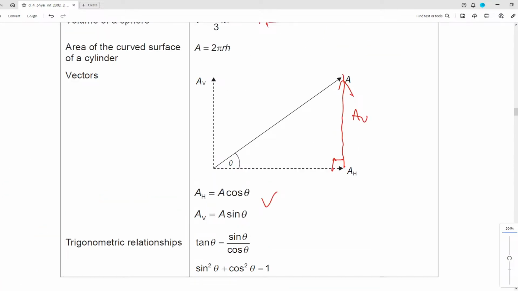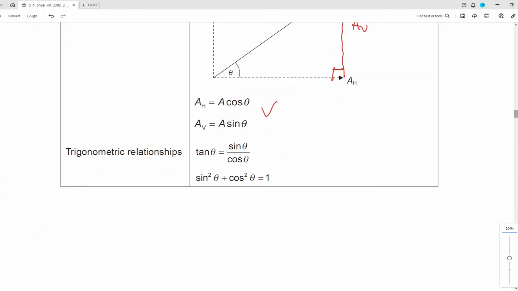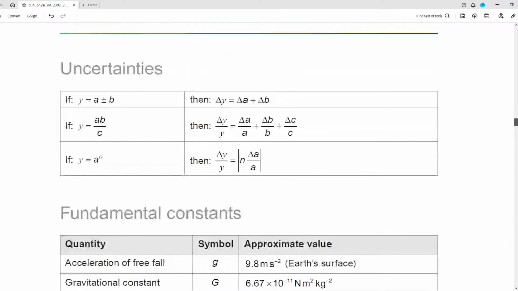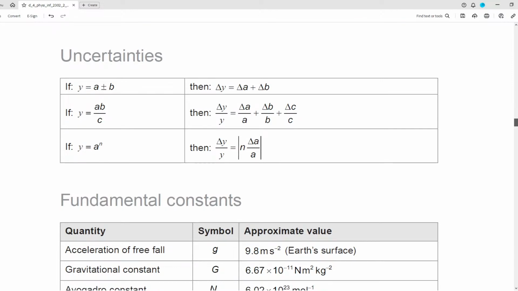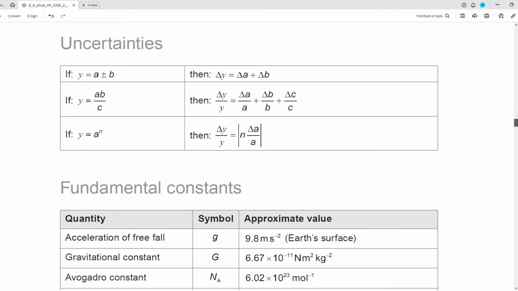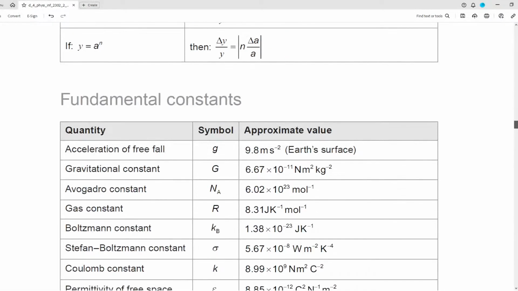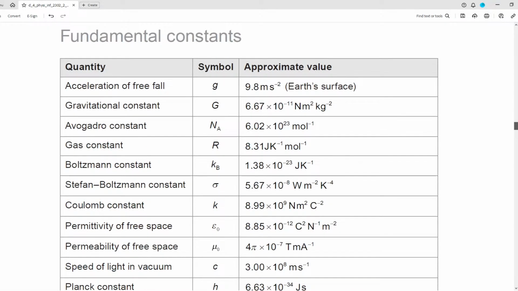Alright. So that's the math formulas, and then you have uncertainty, which in the previous video I went over briefly, but here they are. They're on the formula sheet. These are the ones you're expected to know. The other ones they'll either provide to you in a question, or you will not be tested on at all. And you have the fundamental constants.